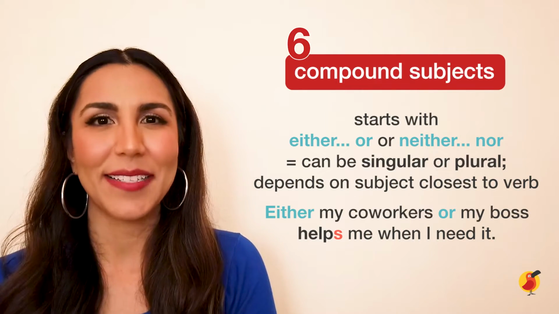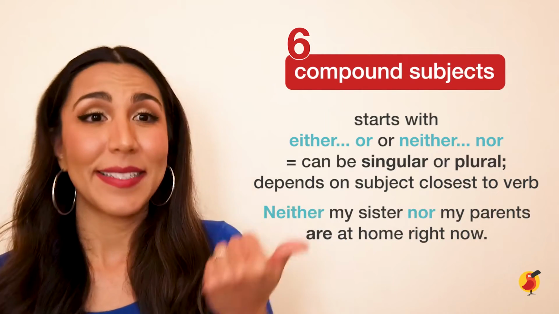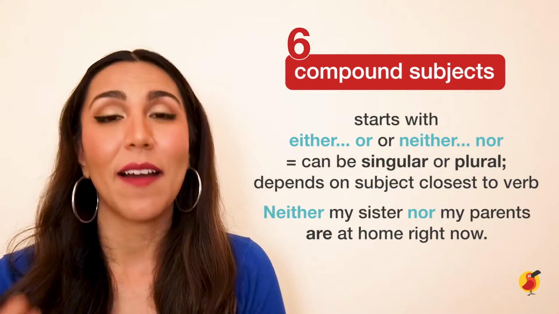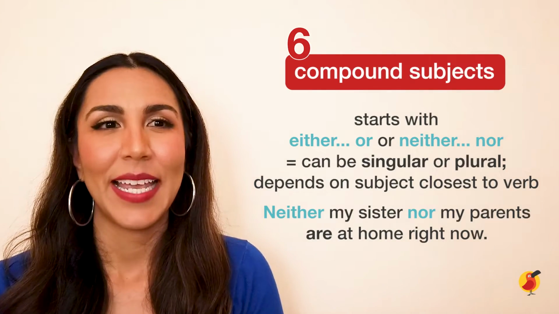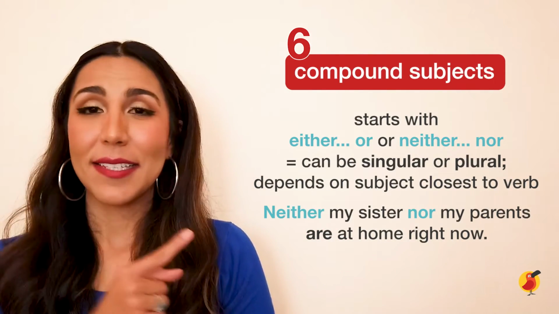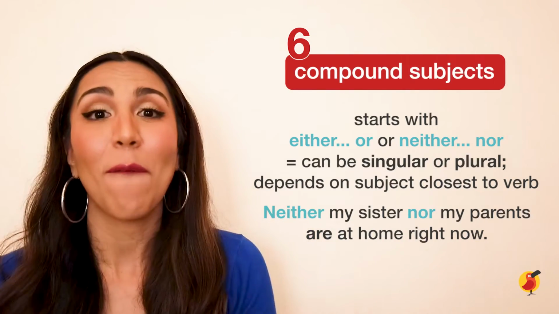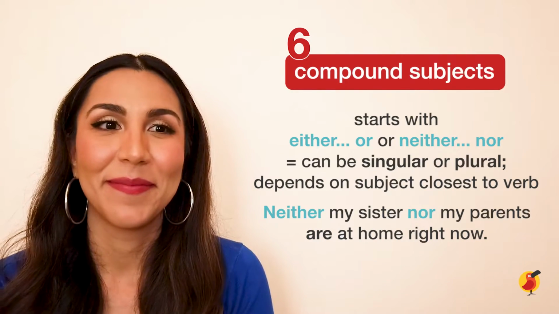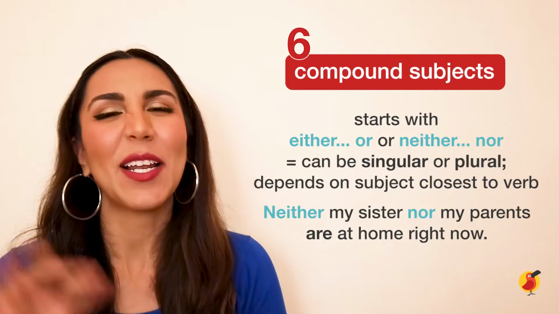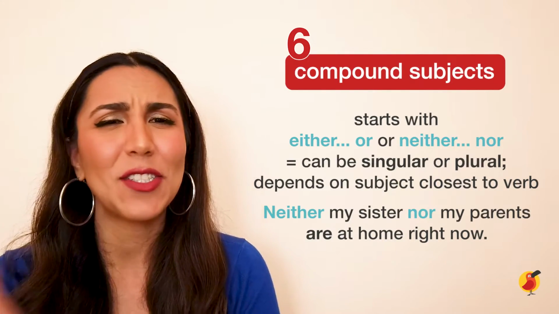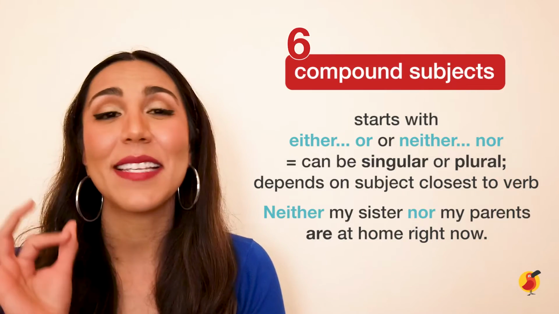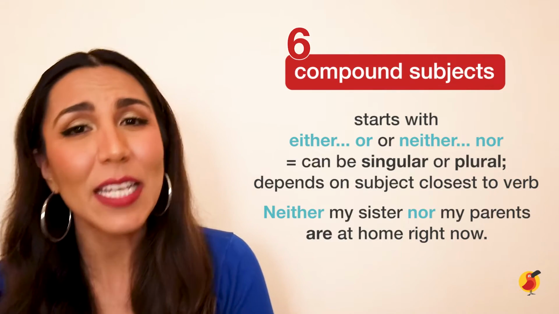Let's look at another example. Neither my sister nor my parents are at home right now. In this case, the subject closest to the verb is parents. So we use a plural verb, are. So always pay close attention to the subject that is just before the verb because it will determine whether the verb is singular or plural.